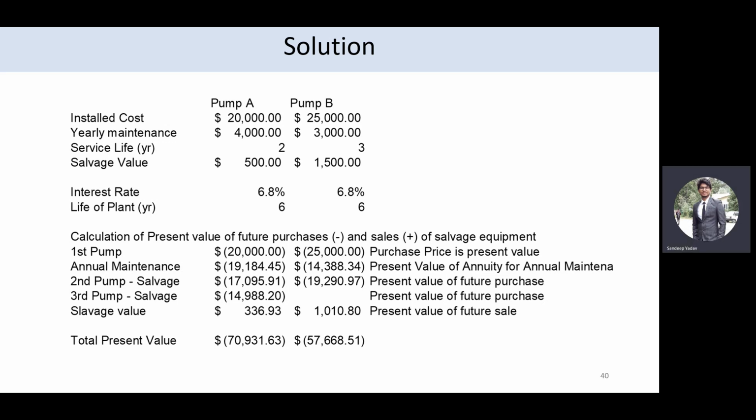So from this calculation it's better to choose pump B for our operation, as it gives us a lower net present value. This is the beauty of economic calculations, that it can save you a lot of money if you calculate properly with the proper formula in an industry.